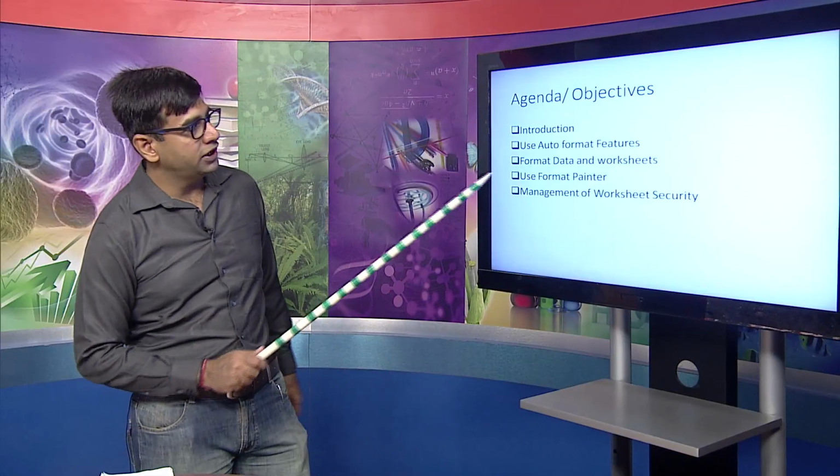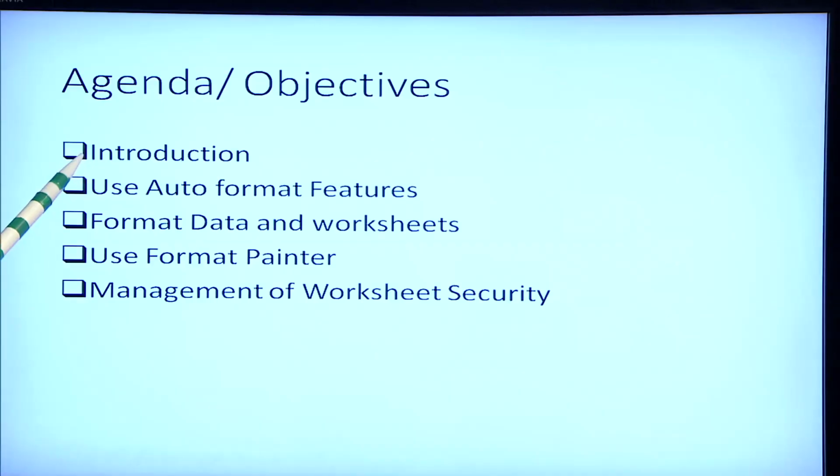So I am going to introduce you to the worksheets, and then we will touch upon how to use the automatic formatting in Microsoft worksheets. Then we'll touch upon how to format data within the cells and within the worksheets. Then we'll also use the format painter, how to use that in various worksheets and the data entry. And then in the last, we are going to touch on the management of worksheet security, how you would like to ensure that the worksheet data is secured. So let's start with the introduction of the worksheet.